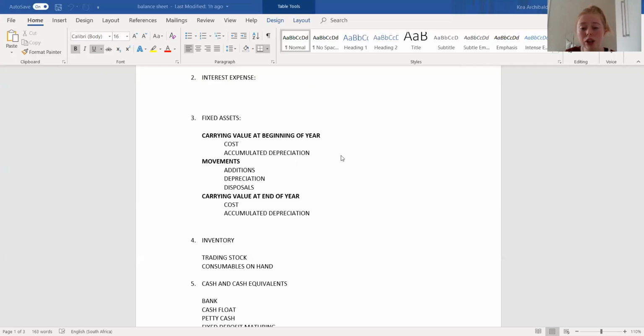Accumulated depreciation is the total depreciation that the equipment has incurred over the time that we've held the equipment for. So basically, it'll be the depreciation for each year that we've had it. The difference in these two, so if you say cost minus accumulated depreciation, you're going to get your carrying value over here.